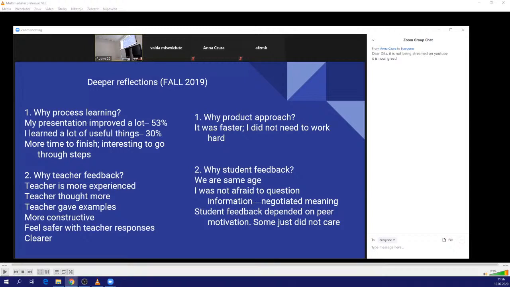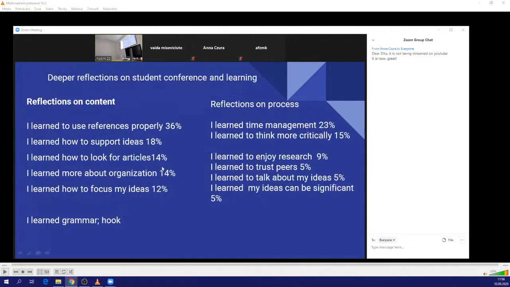It was interesting to see why some students really enjoyed student feedback. So they said that students were of the same age. They were not afraid to ask questions. They could actually negotiate information. So for some people, it was very important and valuable. And obviously, they noticed that it depended on who they worked with. Some students were simply more motivated, and they provided better support than others.